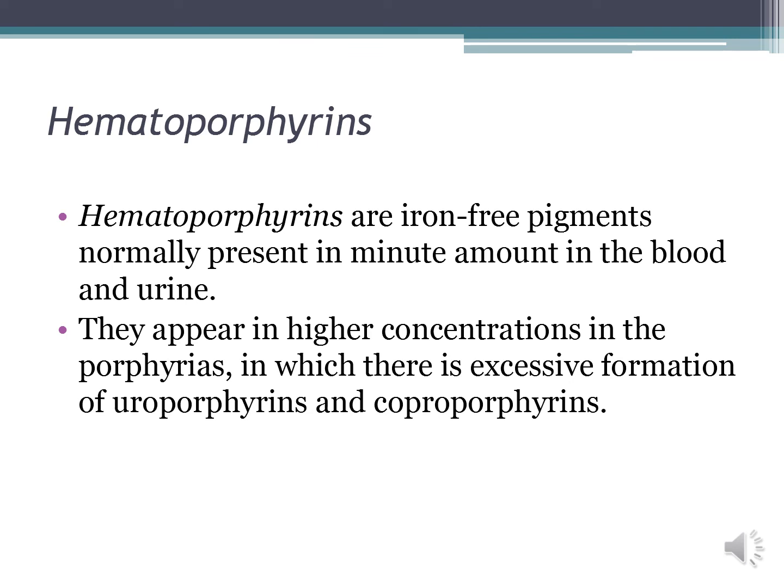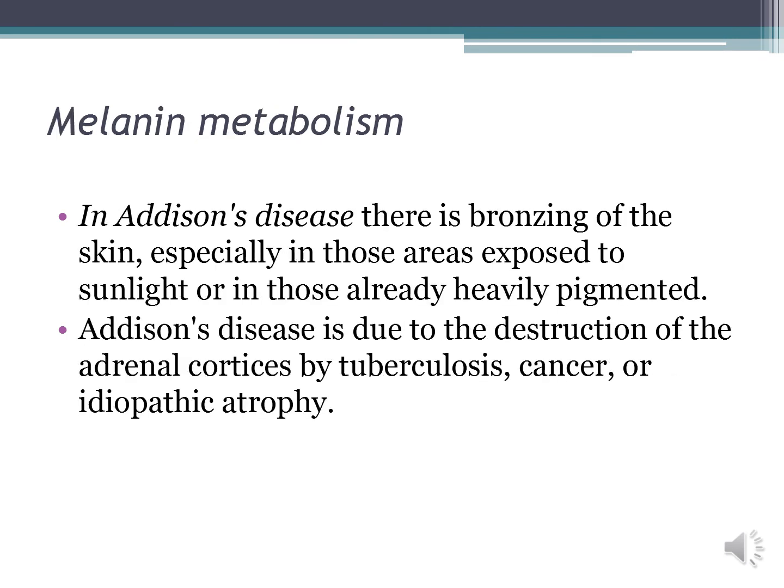Another pigment, hematoporphyrins. Hematoporphyrins are iron-free pigments normally present in minute amounts in the blood and urine. They appear in higher concentrations in the porphyrias, in which there is excessive formation of uroporphyrins and coproporphyrins. Now we go to melanin metabolism.